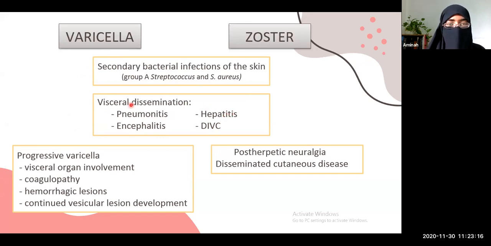Yeah, but again, all of these complications are rare, except for secondary bacterial infections of the skin, and in zoster, post-herpetic neuralgia. This is a very common complication in adults and immunocompromised children. It's when the neuralgia due to the herpes virus continues even after the resolution of the rash, sometimes up to 1 year.